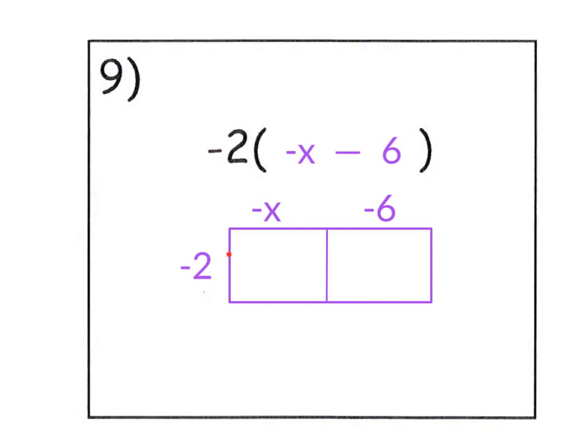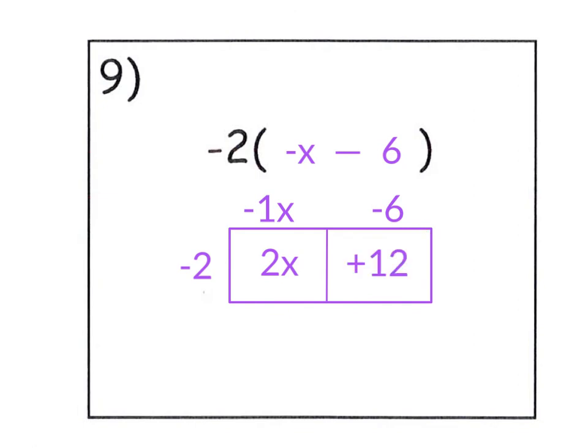So a negative 2 times a negative x, well, technically, we could put a 1 with this x if we wanted. So that's like saying I'm multiplying a negative 2 times a negative 1. Negative 2 times a negative 1 is actually going to give me a positive 2. And then again, I have the x there. And then for my other box, I'm going to multiply a negative 2 times a negative 6. Negative 2 times negative 6 gives me positive 12.